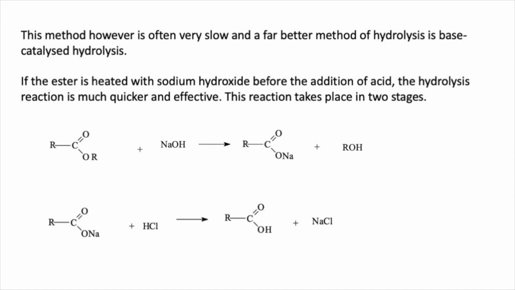So these 2 equations represent the 2 steps taking place. First of all, the ester reacts with sodium hydroxide, it forms a salt of the carboxylic acid and an alcohol, and then the salt of the carboxylic acid can be acidified with either hydrochloric acid or sulfuric acid to form a carboxylic acid and a sodium salt.